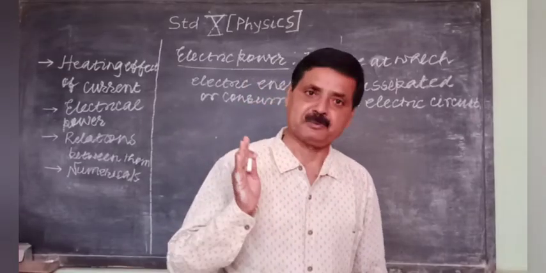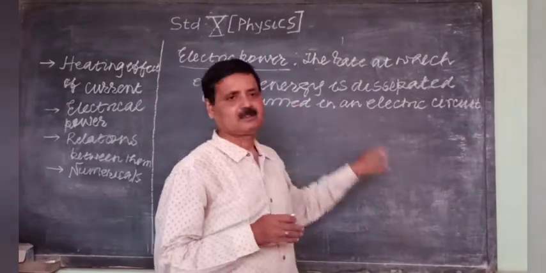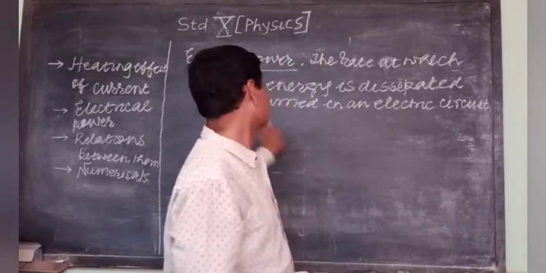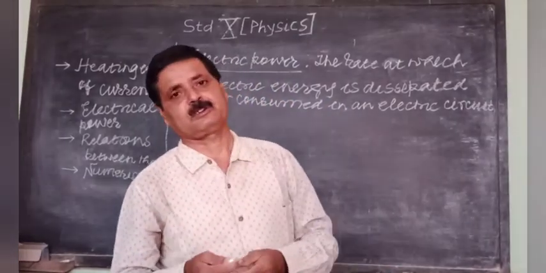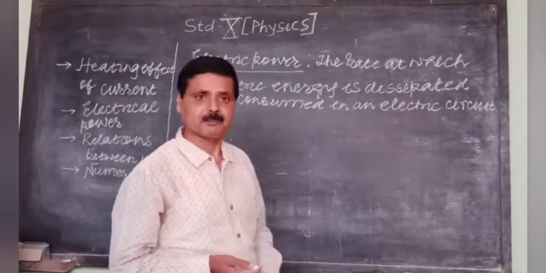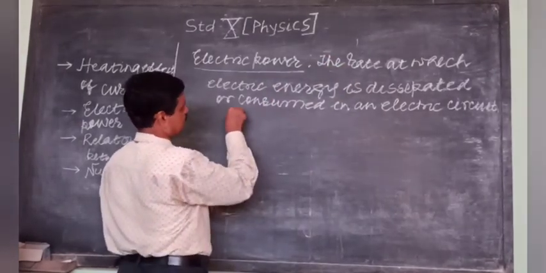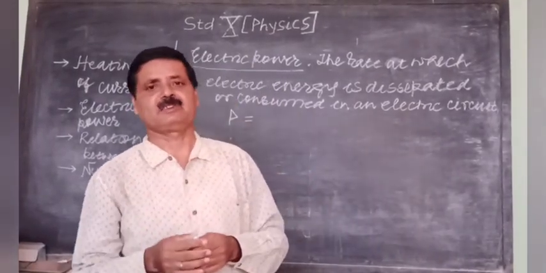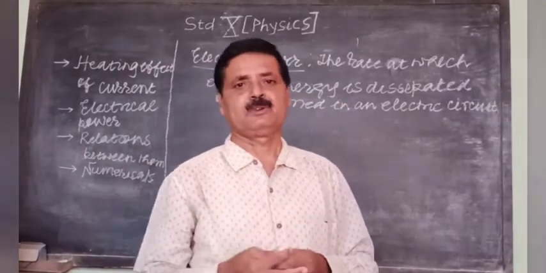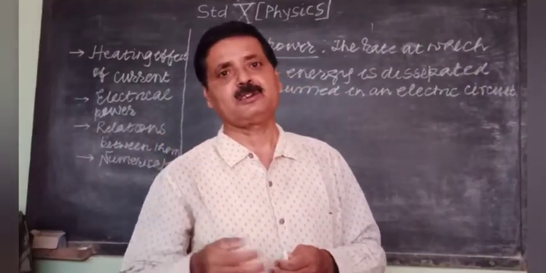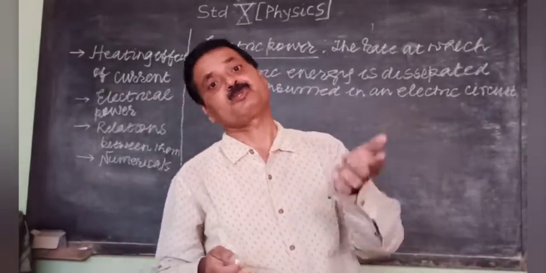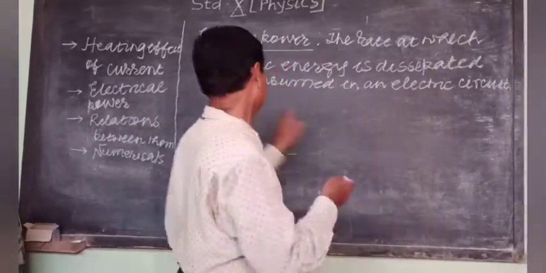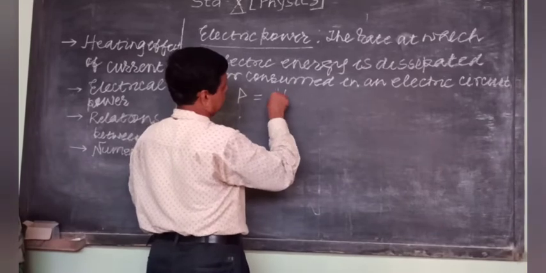The next term is electric power. The rate at which electric energy is dissipated or consumed in an electric circuit is your electric power. It is denoted by P. You are all familiar with power from class 8 and 9. Power means rate of doing work, that is, work done divided by time. Heat is a form of energy, so we can write this as H by T.